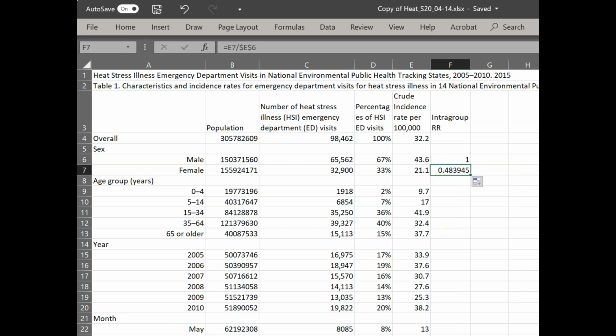So we can see right here then that females have half, 0.48, the risk of males, and of course males have the same risk as males. Now let's do the same thing over here.